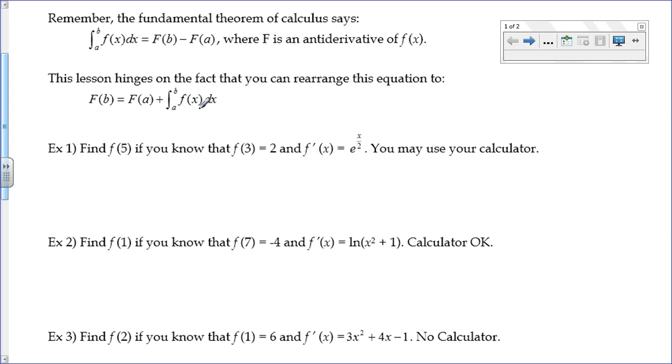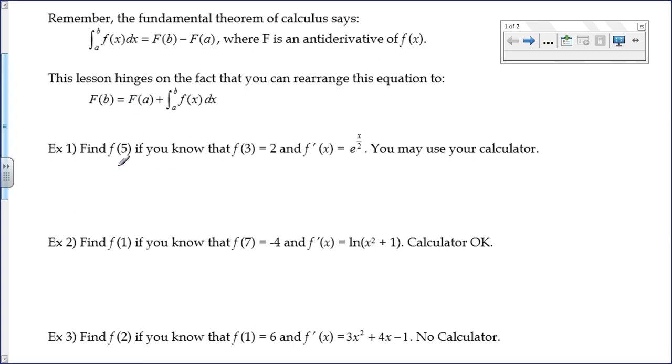Well, how does that relate to what's going on up here? Well, here's how it relates. It relates because capital F is an antiderivative of lowercase f. Well, isn't f an antiderivative of f prime? Yes, it is. So you can take the fundamental theorem of calculus, instead of saying F is an antiderivative of lowercase f, you can say that lowercase f is the derivative of F and use it that way.